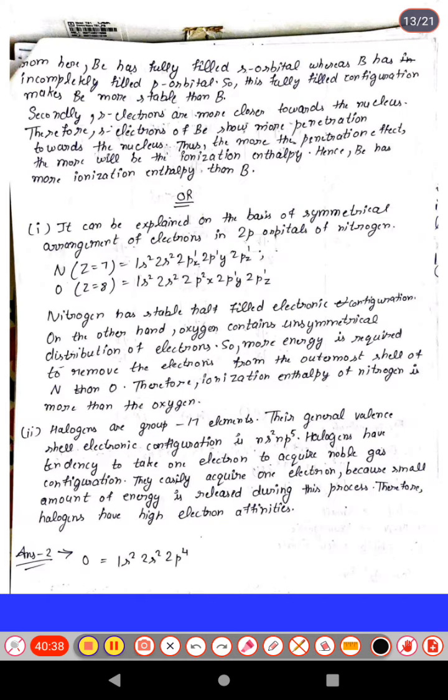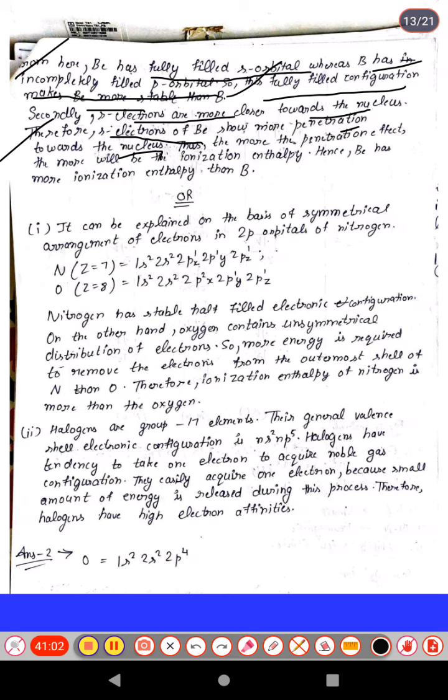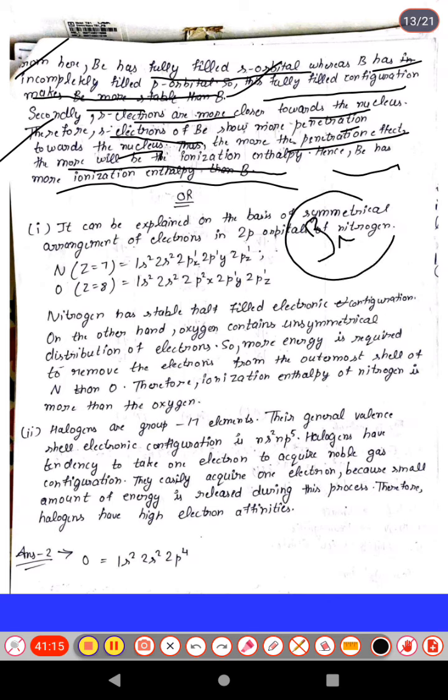From here, beryllium has a fully filled s orbital and boron has an incompletely filled p orbital. So this fully filled electronic configuration makes beryllium more stable than boron. Secondly, the s electrons are closer toward the nucleus, therefore the s electron of beryllium shows more penetration toward the nucleus, and the more the penetration effect, the more will be the ionization enthalpy, and hence beryllium has more ionization enthalpy than boron. Since beryllium has a fully filled electronic configuration, its electrons are totally stabilized and held close to the nucleus, so the size decreases and it needs a large amount of ionization enthalpy to remove the electron from a beryllium atom, and boron is not like this.